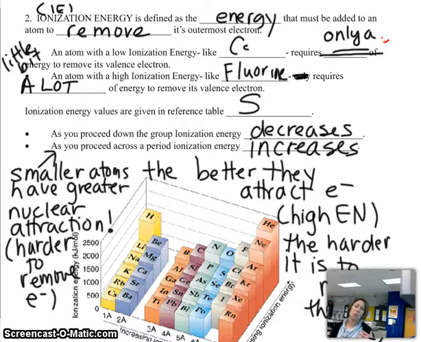So that's it, just those two important definitions, and what happens to those two qualities as you go down a group and across a row. Remember, electronegativity is the ability to attract electrons. Ionization energy is the energy needed to remove an electron.